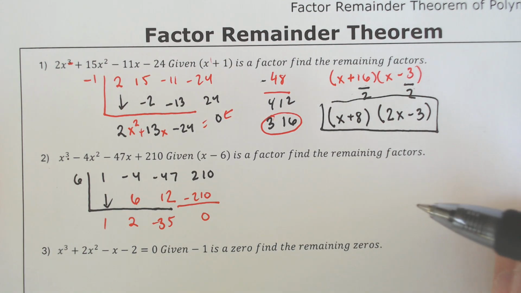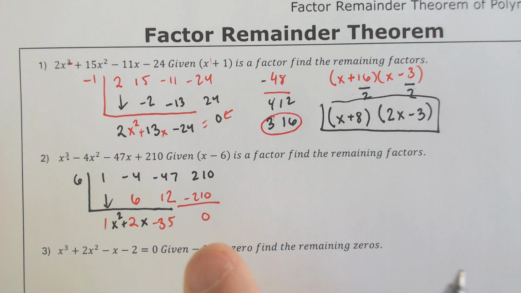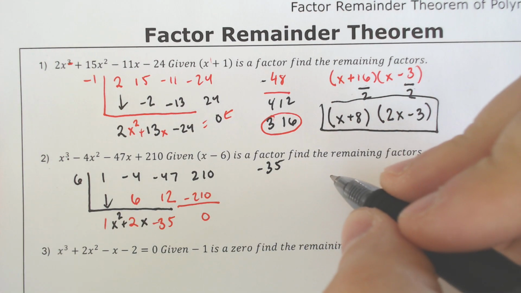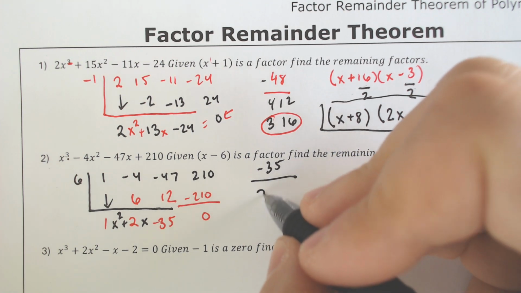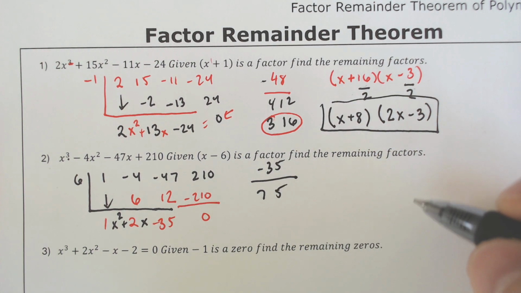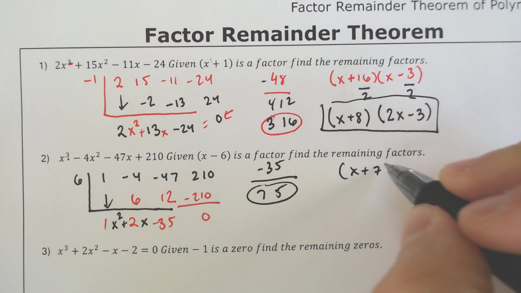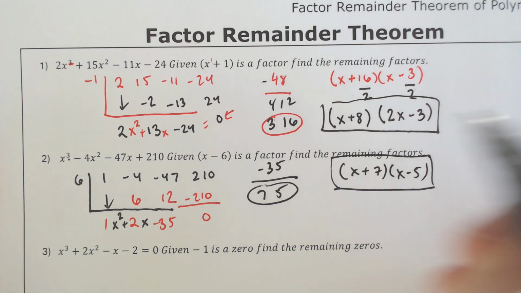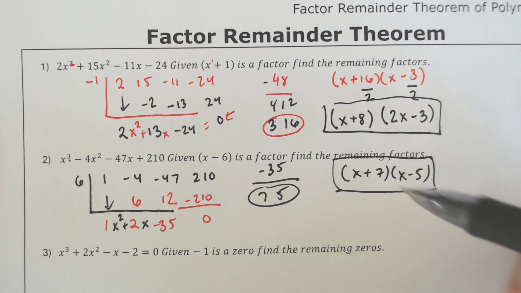Again, we're going from x to the third down to an x squared. So we got x squared plus 2x minus 35. What things multiply to 35 but add to 2? 7 and 5. I think that's the only things that really multiply to 35. So we got x plus 7 and x minus 5 as the remaining two factors. We didn't multiply by a number in front, so we don't need to divide by 1 right here.